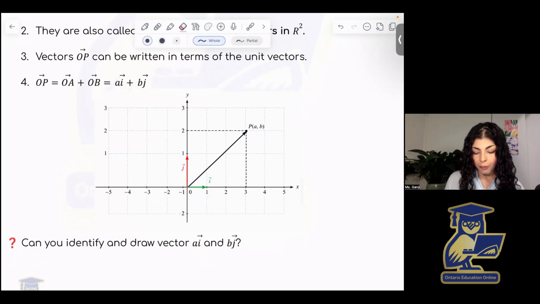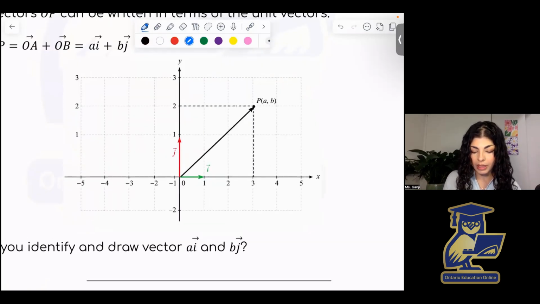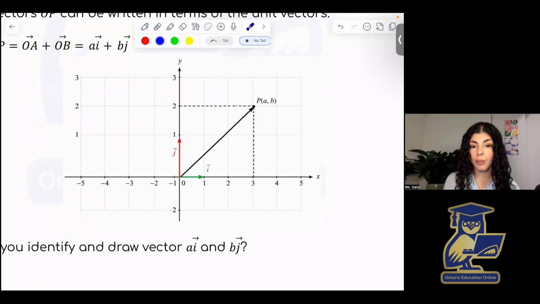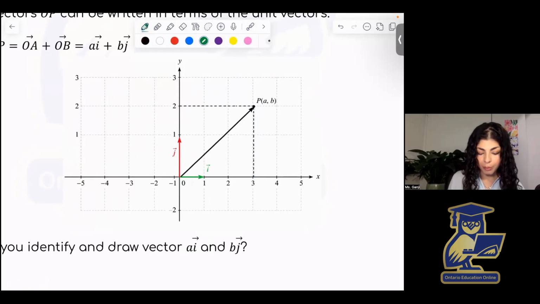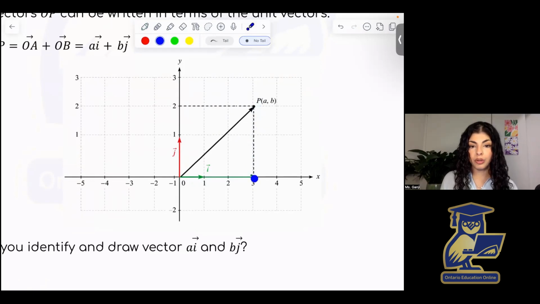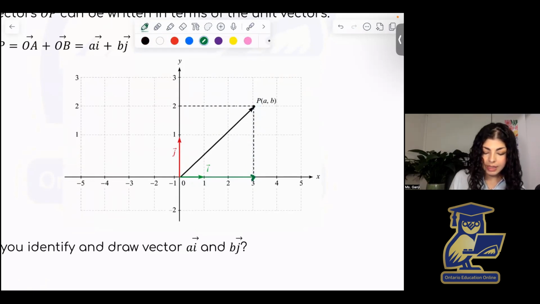For any random a and b, here it does appear that a is 3 and b is 2, so we can work with that. But we're asked to identify and draw the vectors ai and bj. And you don't necessarily need to know whether the values are 3 and 2, especially because here it's maybe a little past 3, so maybe not exactly 3. The point is that when you're drawing this, you start at the origin and you go to the line from which the point P is perpendicular to the x-axis, and this is now ai.